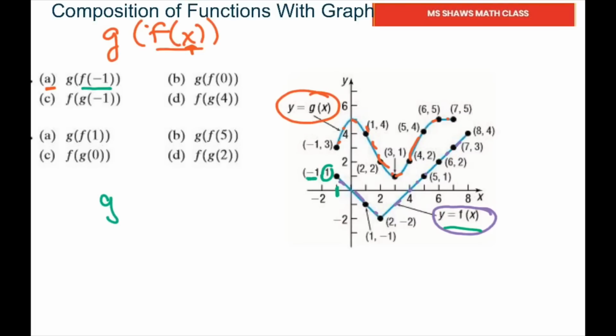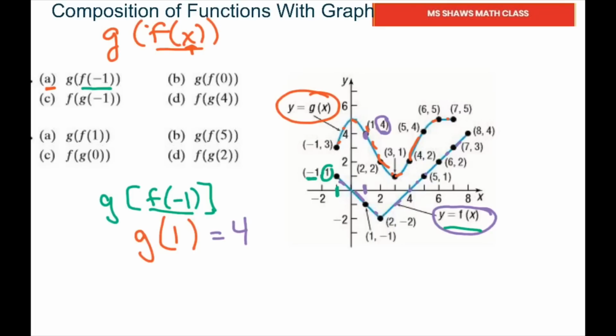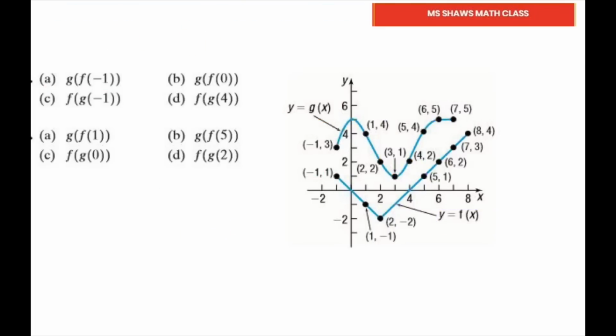So if we have g f of -1, for our inner function, that's going to equal 1 because you're looking for your y. Now we do g of 1. That's our outer function. So you go to where g is 1. So go to 1 on the x, and we're going to go up to the g value. And that number is 4. So that equals 4.